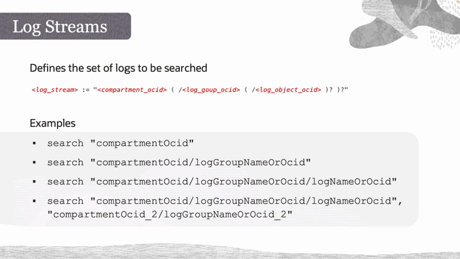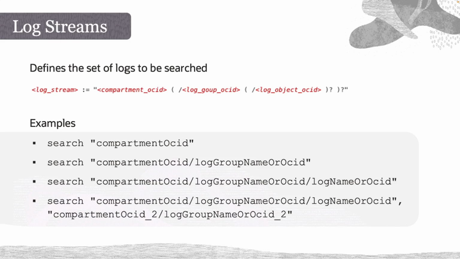In the first example, you are defining a search criteria within the entire compartment. So you would specify search followed by the compartment's OCID. In the second example, you are searching within a log group of the compartment. So you would say search followed by the compartment's OCID, and then you would use a / followed by the log group's OCID. This entire section would become a log stream. The same way, if you want to search a log object, you would use search compartment OCID / the log group OCID, and then using another / followed by the OCID of the log object.